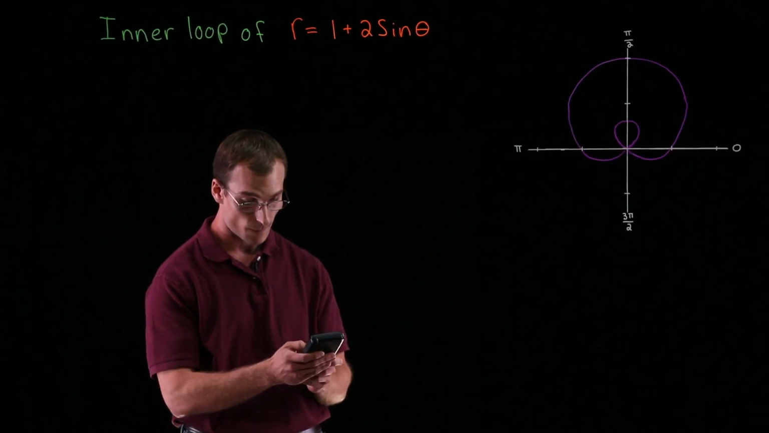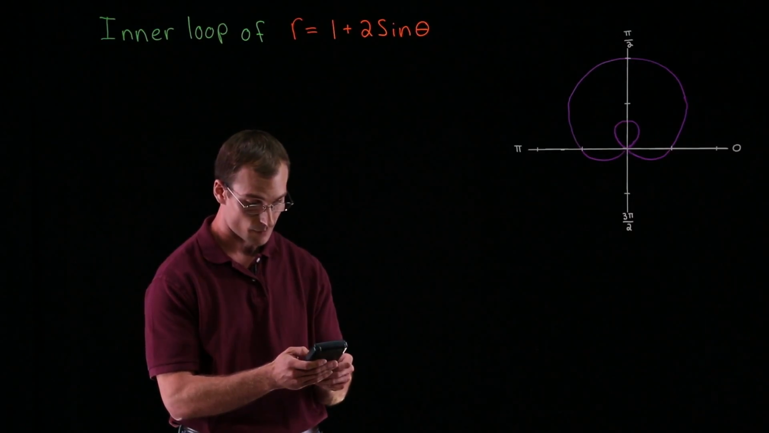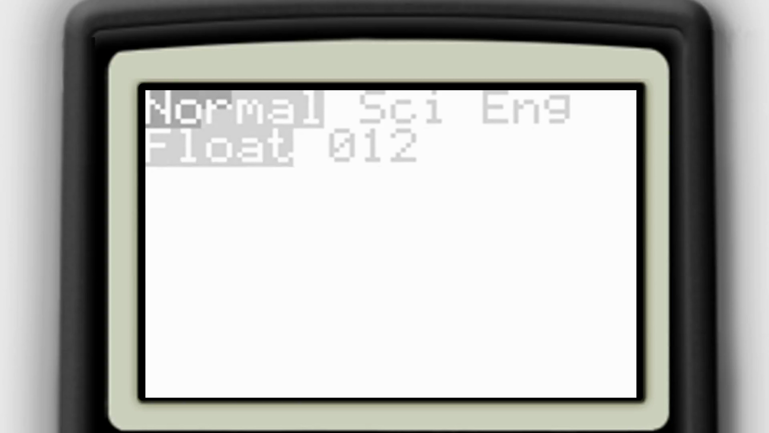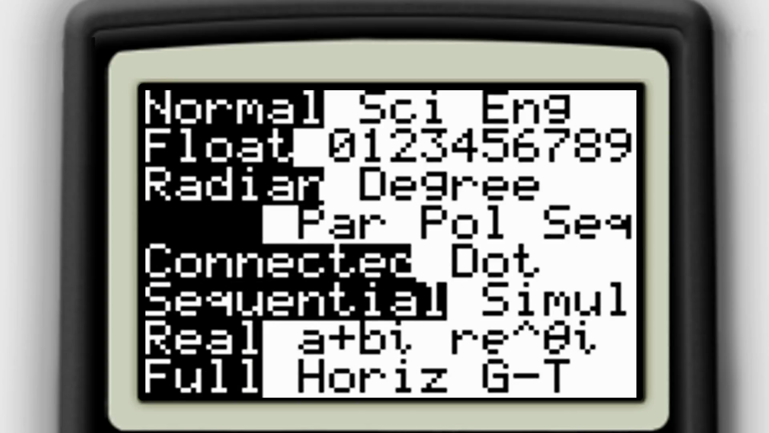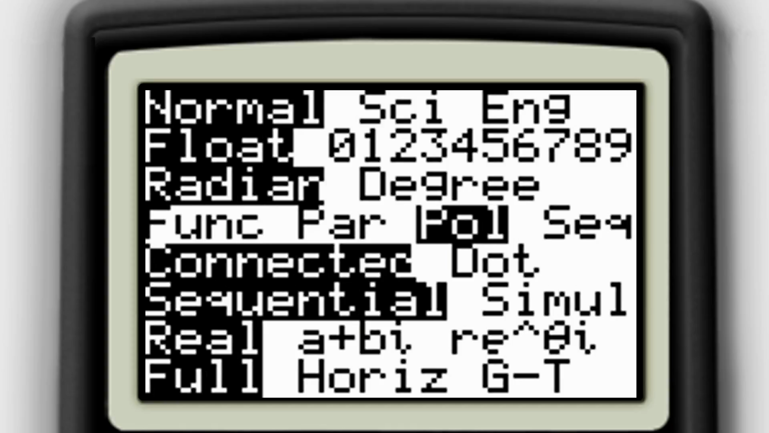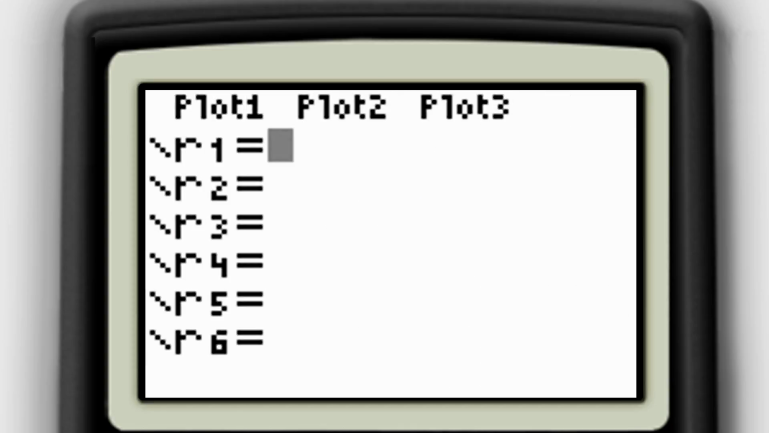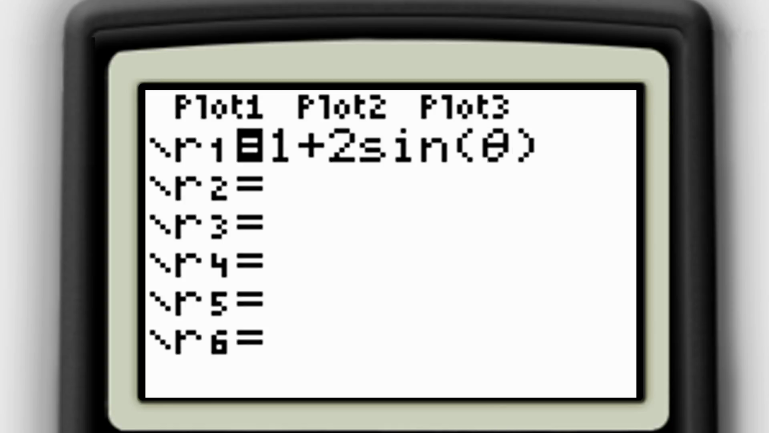So to start with, let's go to our mode setting and make sure we're in polar coordinates. Then go into our function input. So for y equals, we should be looking at something like r or r1 equals. So we'll type in our equation, 1 plus 2 sine of theta, or whatever angle you have. Okay, and next let's set the window.